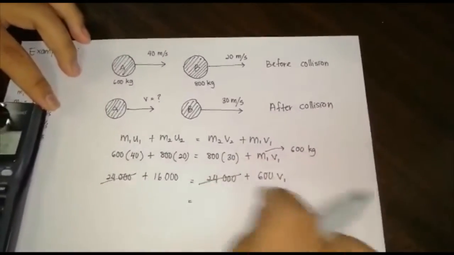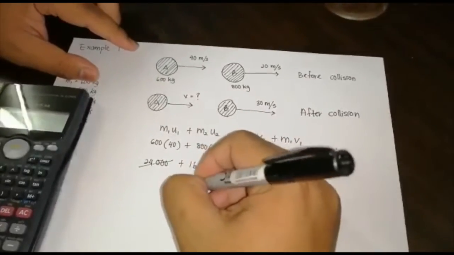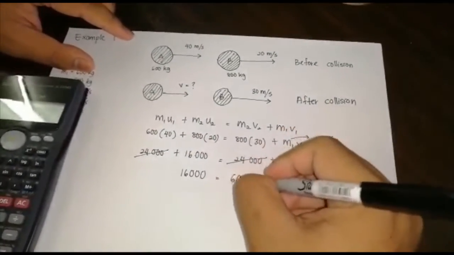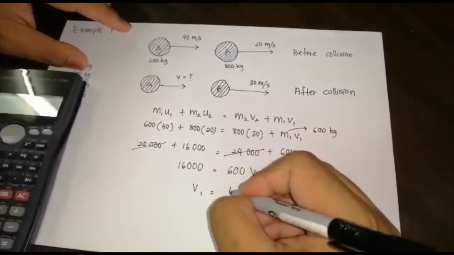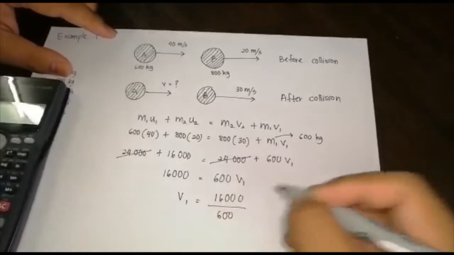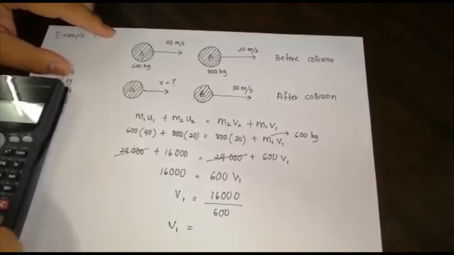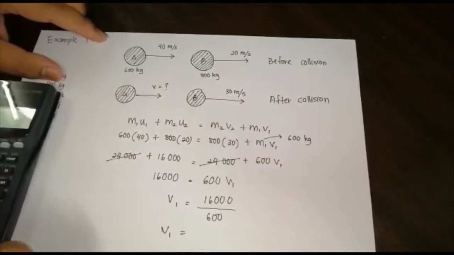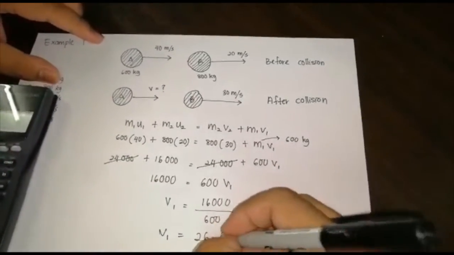These two we can cancel, and we get 1600 equals 60 V1. So V1 equals 1600 over 60, and then we get V1 equals 26.67 m/s.